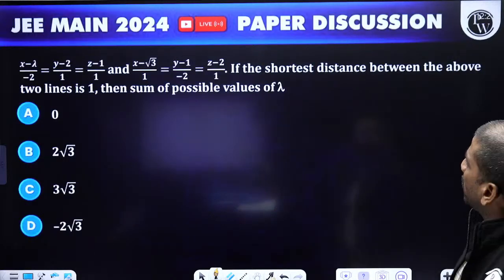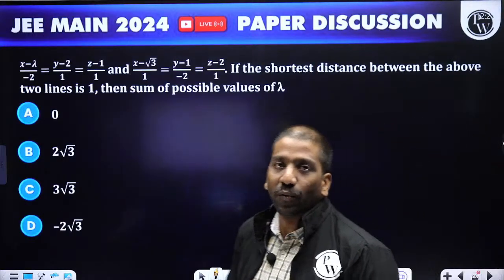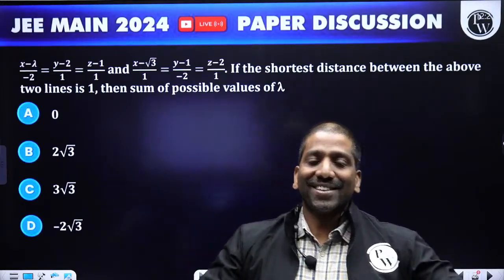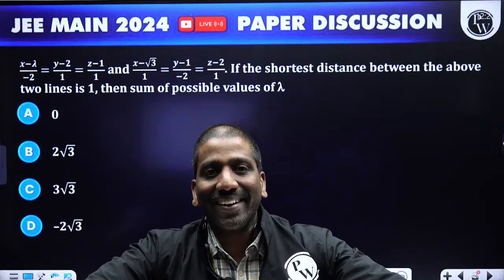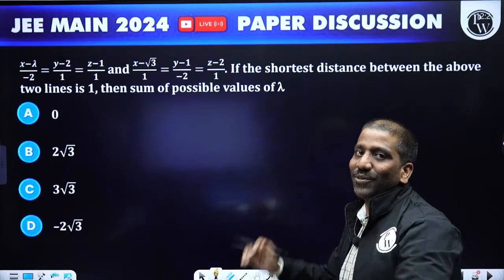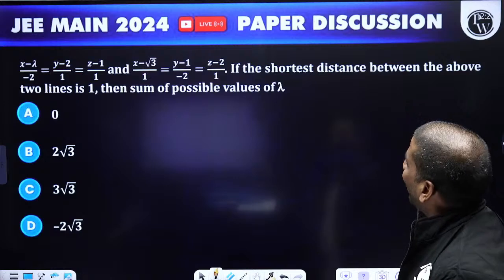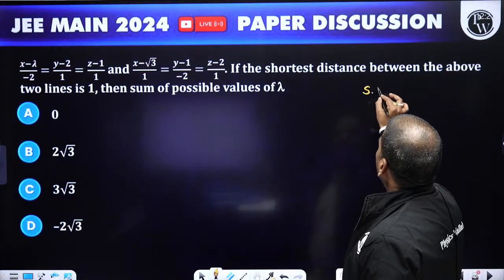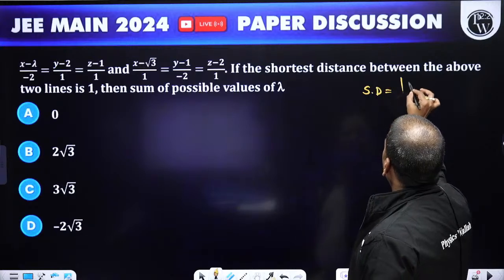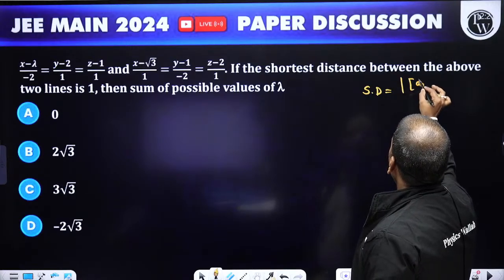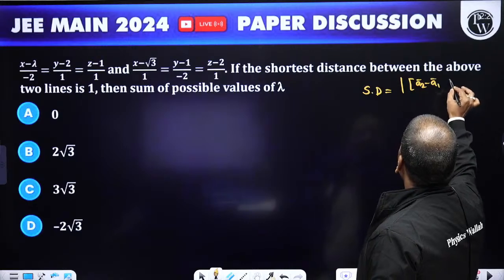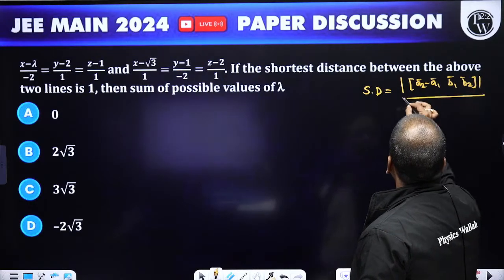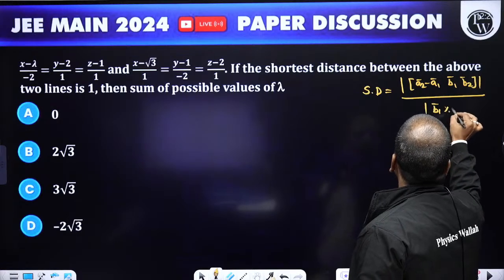Next, the shortest distance between lines. From the first session onwards, I have been waiting for this shortest distance one, and finally in the last session we got it. In this case, what is the formula? Everybody knows. Shortest distance is equal to modulus of (a2 minus a1) dot b1 cross b2, divided by the magnitude of b1 cross b2.